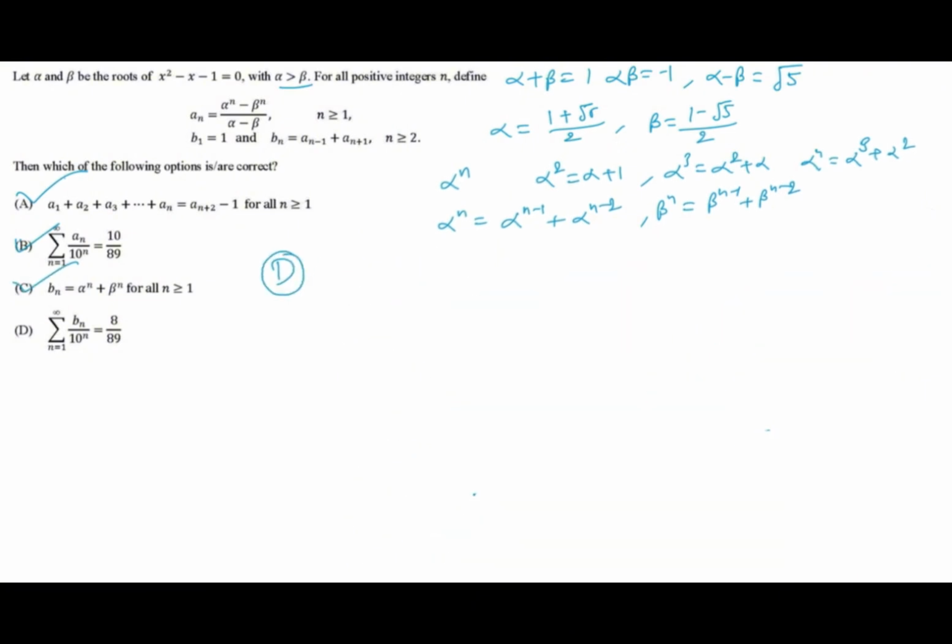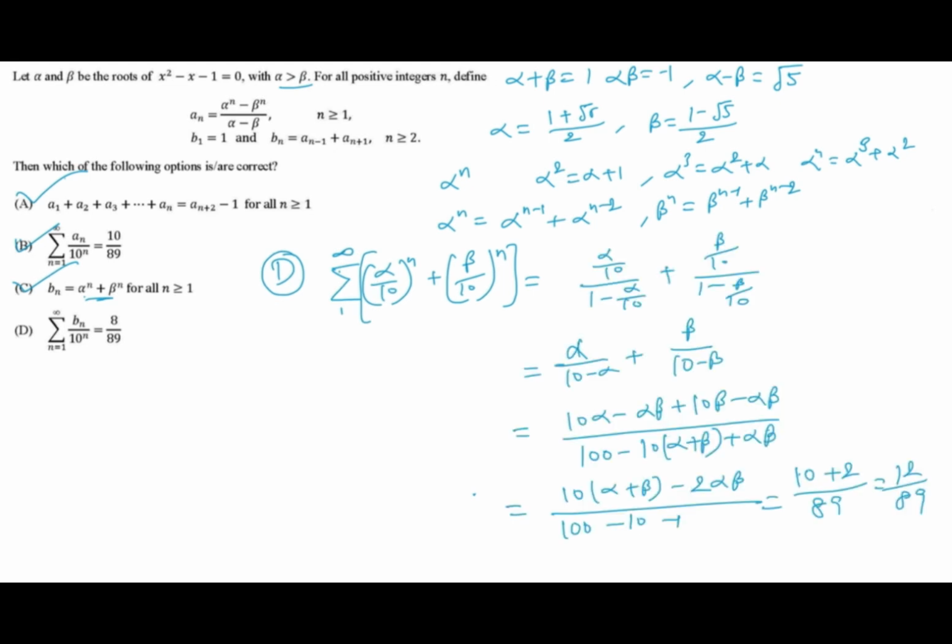Let's move towards option D. Option D is the sum of an infinite series, which is bn over 10 to the power n. So we can easily find it. Bn is nothing but alpha to the power n plus beta to the power n, so we can write it like this using option C, right? And then we have to find the sum of two infinite series, which is very easy. Now we can see that 12 by 89 is not equal to 8 by 9, therefore option D is not correct.